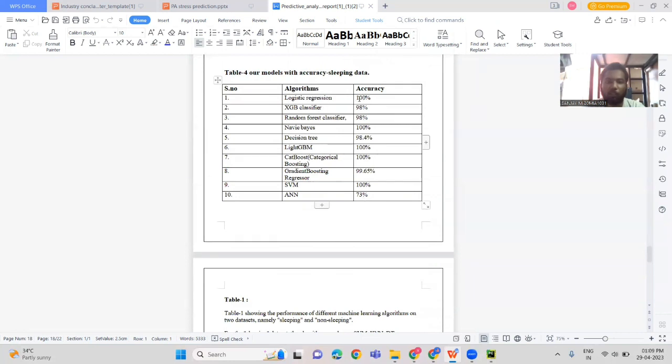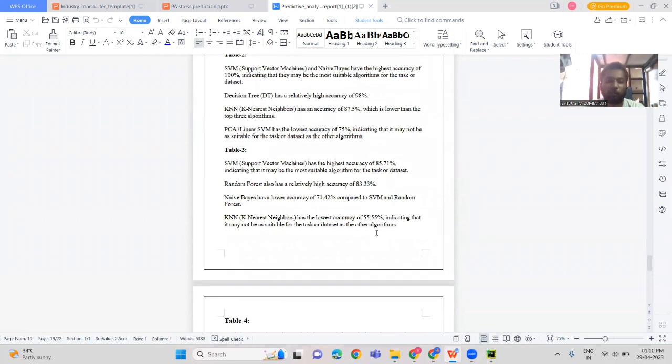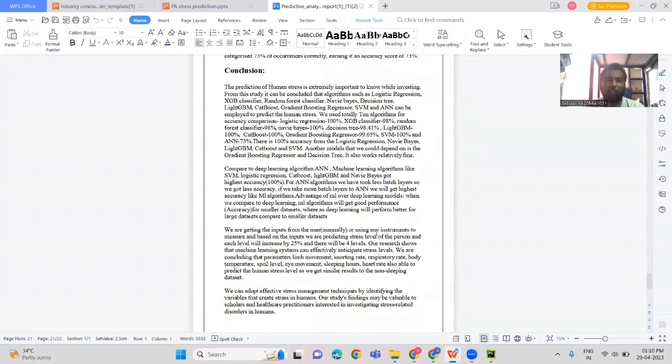We got 100% accuracy for logistic regression, LightGBM, Naive Bayes, CatBoost, and SVM. For the remaining, we got 98 and 99%. We have discussed the table of contents in detail. Compared to the deep learning algorithm ANN, machine learning algorithms like SVM, logistic regression, CatBoost, and Naive Bayes got 100% scores. For the ANN algorithm, we took fewer layers, so we got lower accuracy. If we take more layers for the ANN, we will get high accuracy like the ML models.